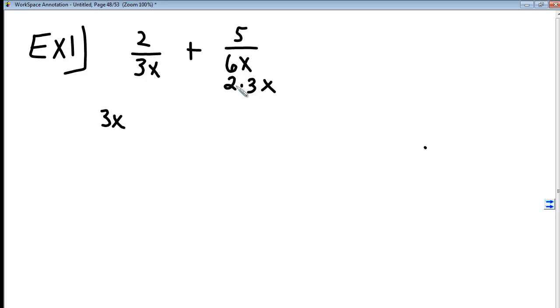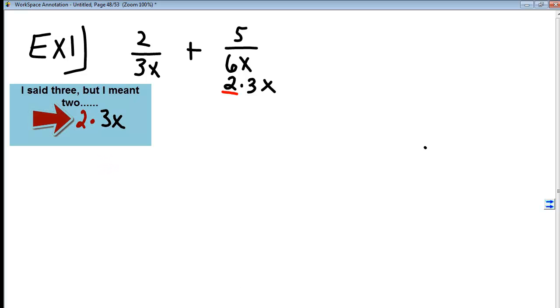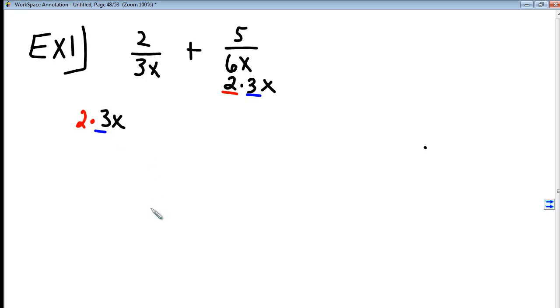Looking at the second expression, start with the 2. Is there a 2 in this expression that I wrote down? No. So I need to multiply that by 3. Move to the second number, which is a 3. There already is a 3, so I do not need to write it down. Move to the x. There already is an x here, so I do not write it down. So my least common denominator is 6x.